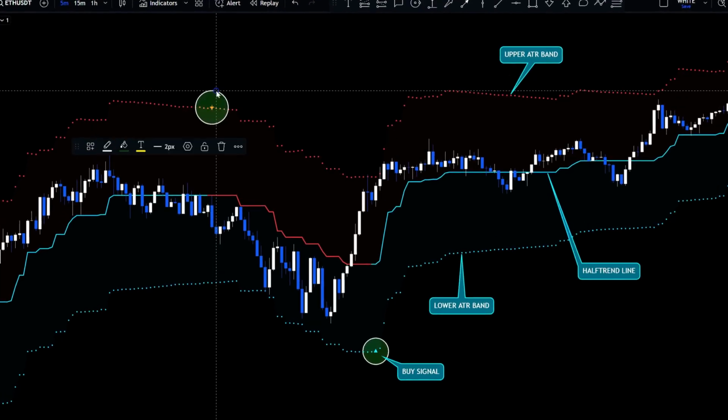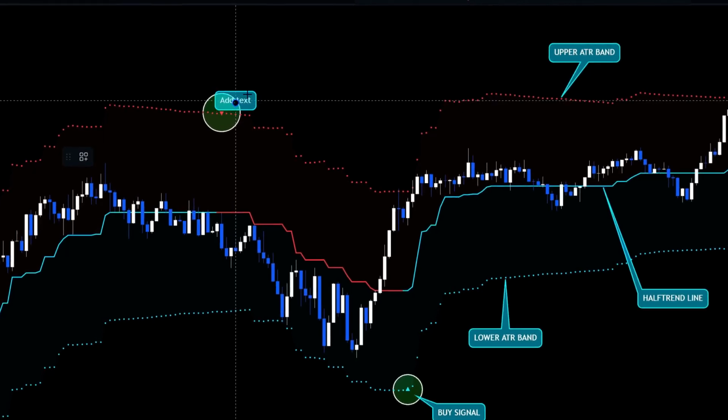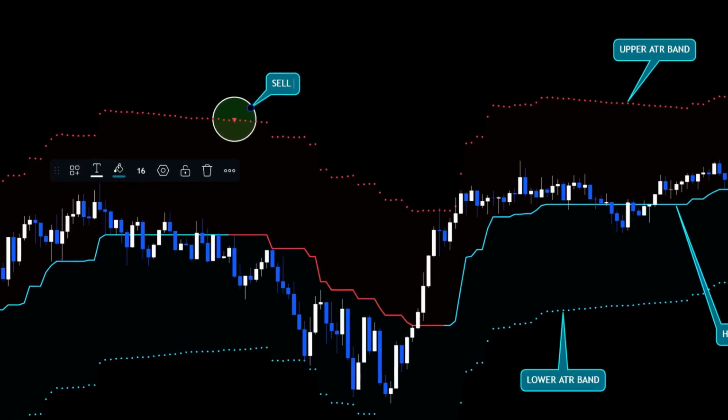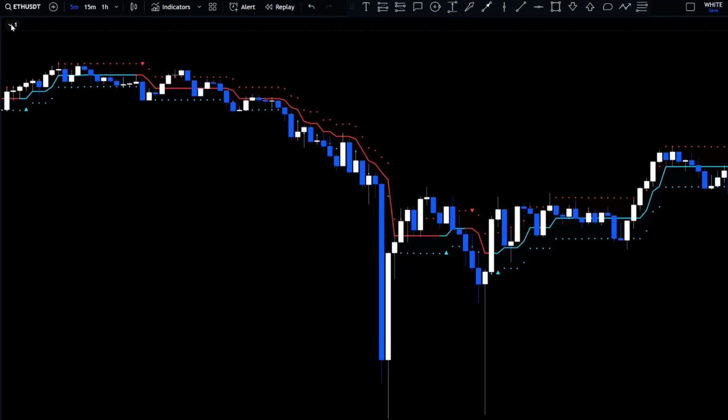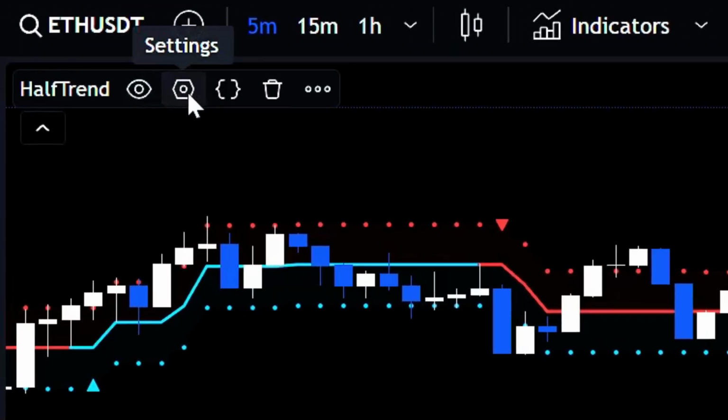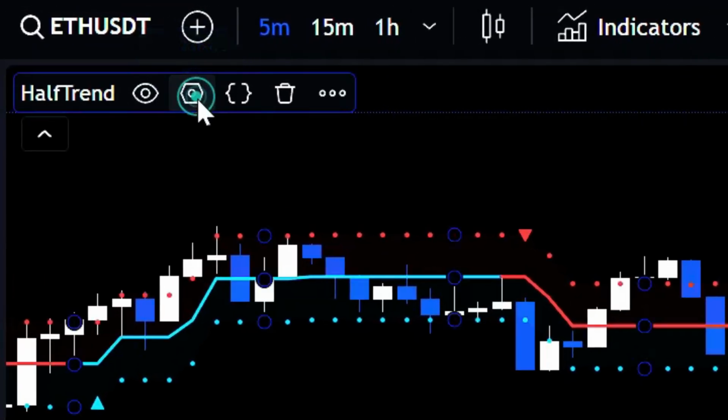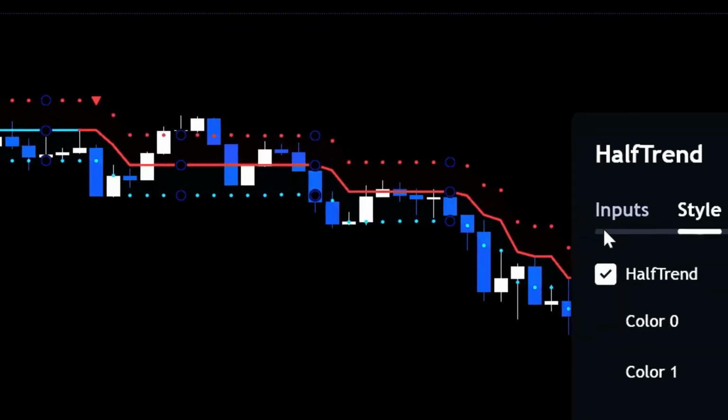But wait a moment, before we dive into using the half trend indicator, we need to make some tweaks to make sure it's set up just right. Don't worry, it's super easy. Here's what to do. Head to the settings and click on the inputs tab. Here, you'll need to change the amplitude to 7.